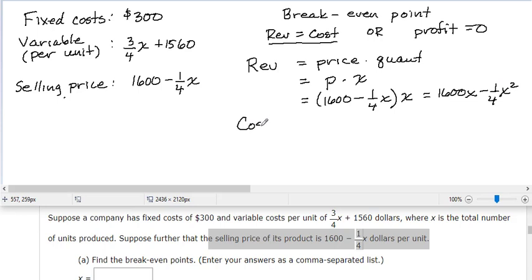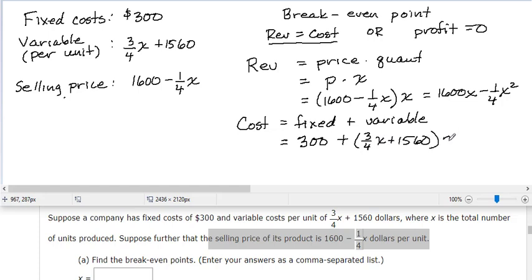Hold on to that. Now I need to build the cost function. Cost function is fixed costs plus variable costs. Fixed costs is 300. Okay, now then on the variable cost, the 3/4 x plus 1560 is per unit. So to make that my total variable costs, I take per unit cost and I multiply it by the number of units. That gives me 300 plus, distribute the x through, 3/4 x squared plus 1560x.